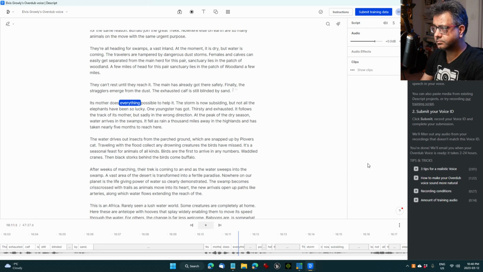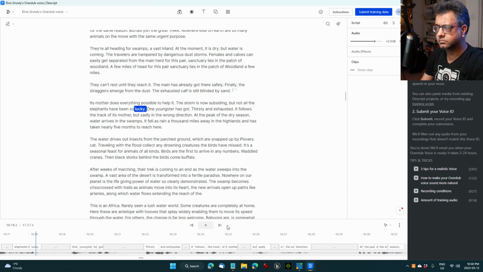Its mother does everything possible to help it. The storm is now subsiding, but not all the elephants have been so lucky.